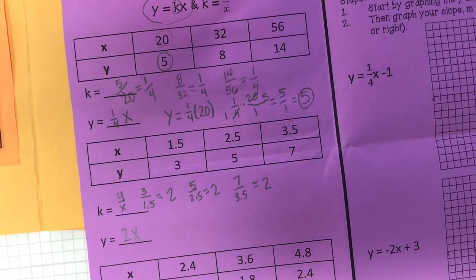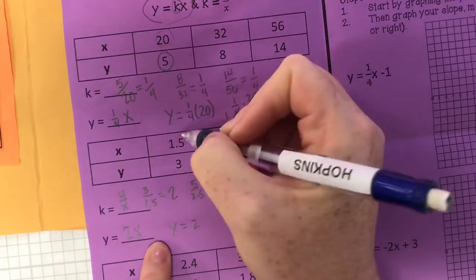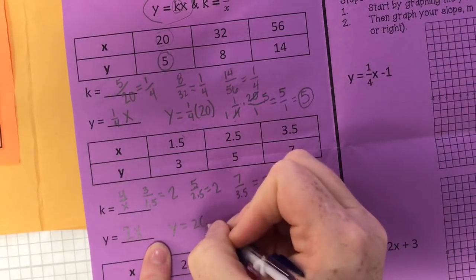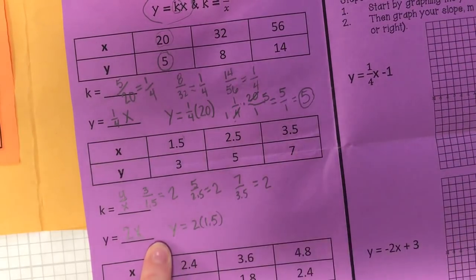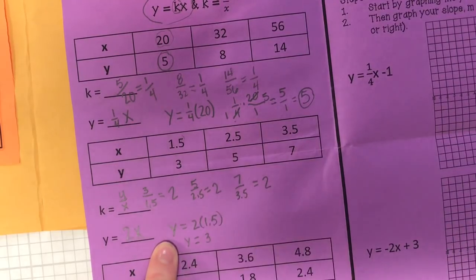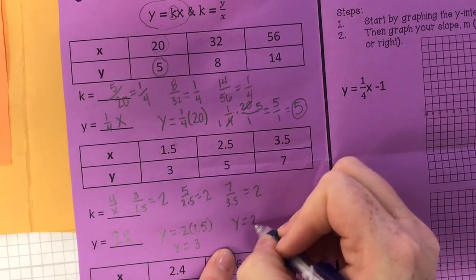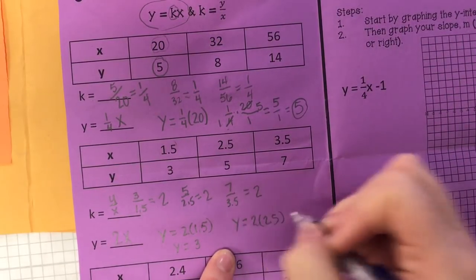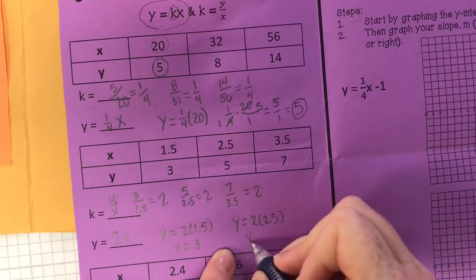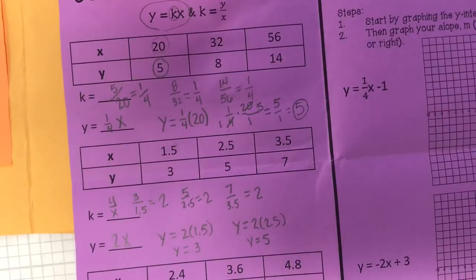Now we're going to check it. So y equals 2, x on the first one is 1.5, so 2 times 1.5. 2 times 1.5 is 3. Would it work on the second one? Y equals 2 times 2.5. That y equals 5. Did it work? Yes. Would it work every time? It should, yes. If it doesn't, then it doesn't have a constant of proportionality there.